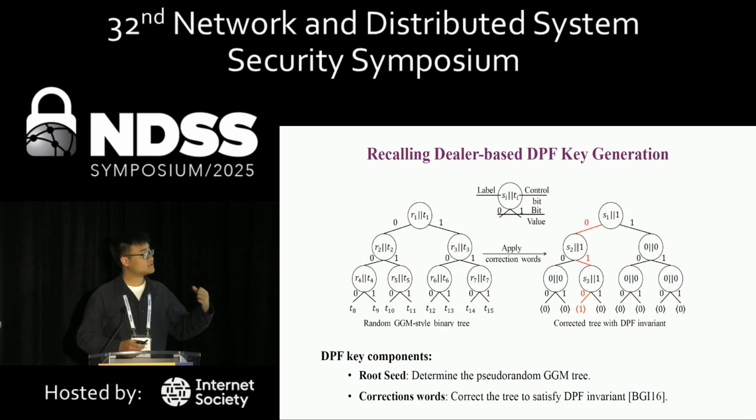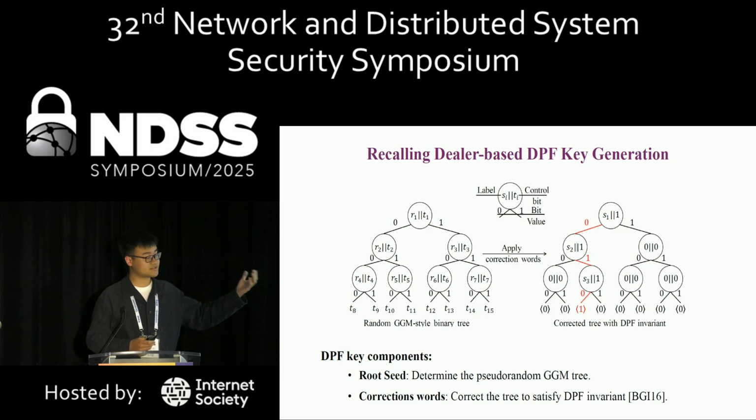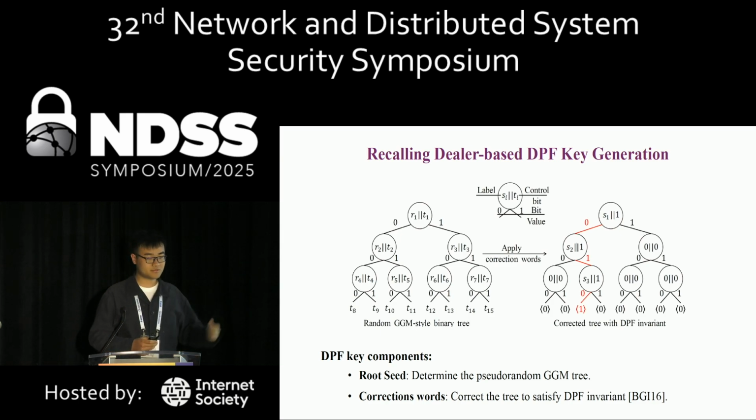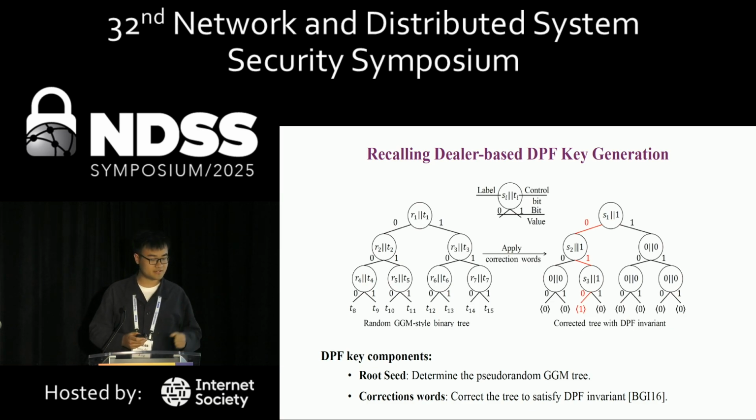So when we have to generate a DPF key when there is a dealer, we first call the dealer to construct a random GGM-style binary tree. But the last control bit will be pseudo-random, and we have to use the correction words to correct it to maintain the DPF invariant. The DPF invariant requires that all the nodes on the path have the control bit 1, and all the off-path nodes have the control bit 0. So the DPF key components consist of a root seed to determine the full random tree, and the correction words for each level to correct the last control bit to 1 to maintain the DPF invariant.